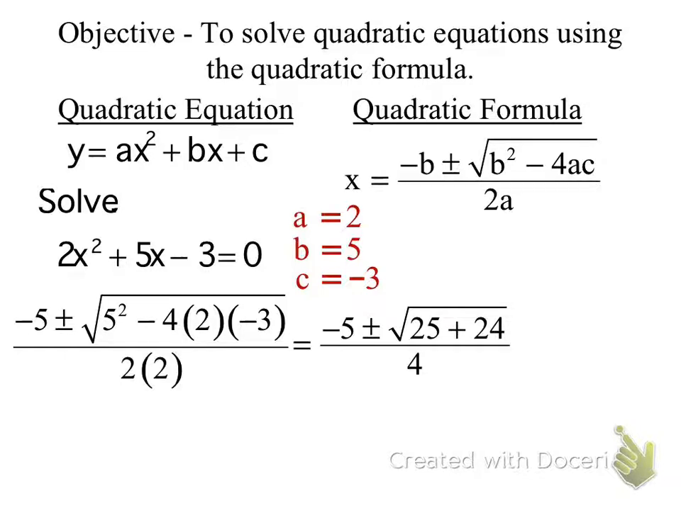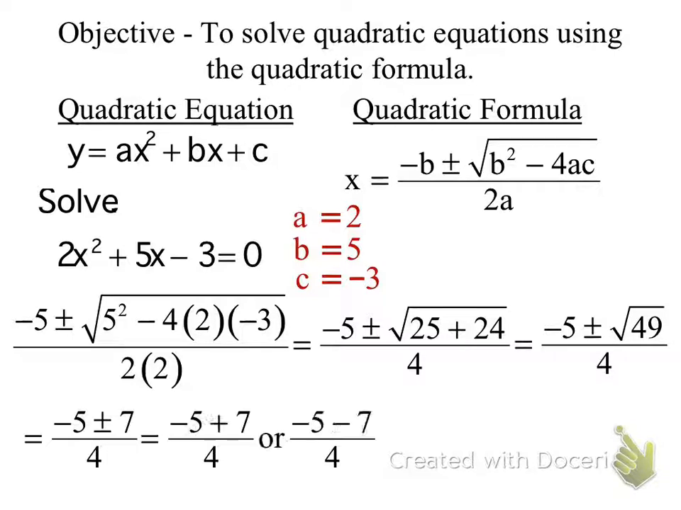So 25 and 24 simplify to 49. And we've got a very nice number there. So that's negative 5 plus or minus 7 over 4. Negative 5 plus 7 is what? 2 over 4. And negative 5 minus 7 is negative 12 over 4. So it's going to end up being 2/4, or 1/2, or negative 3.